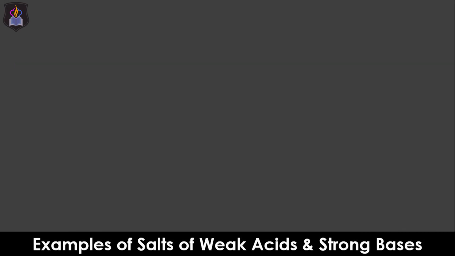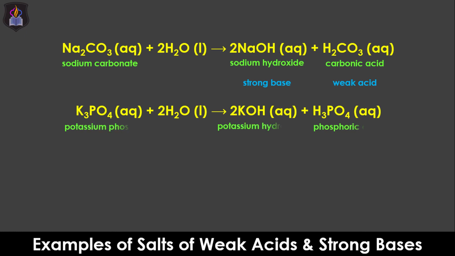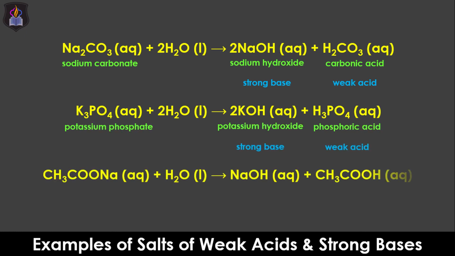Examples of salts of weak acids and strong bases are sodium carbonate, a product of sodium hydroxide and carbonic acid, potassium phosphate, formed from potassium hydroxide and phosphoric acid, sodium ethanoate, etc., formed from sodium hydroxide and ethanoic acid.